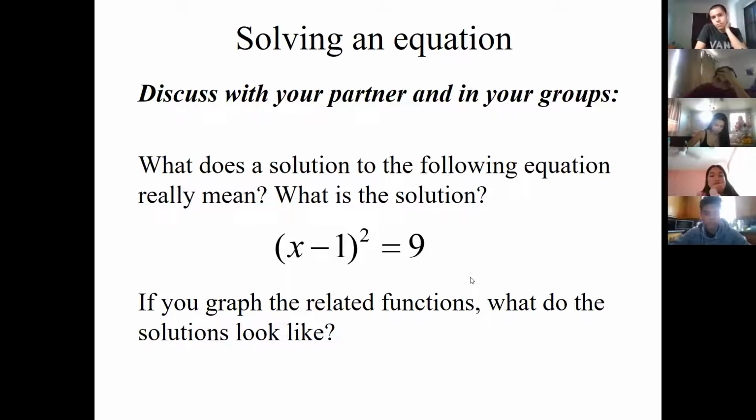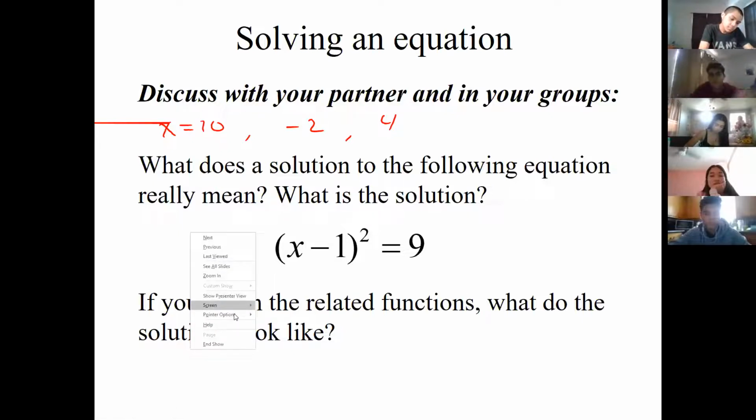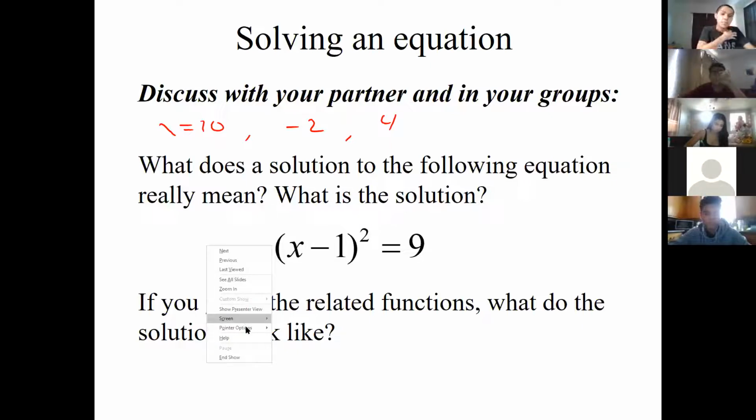I got x equals 10 as a solution. X equals 10? There's going to be two solutions. I got two real solutions, yeah. I got -2 and 4. So I heard x equals 10, -2, 4. Anybody else? I also got x equals 4. I got x equals 4 too.